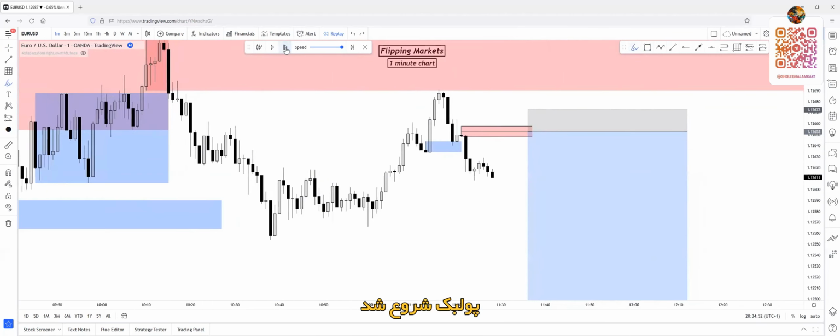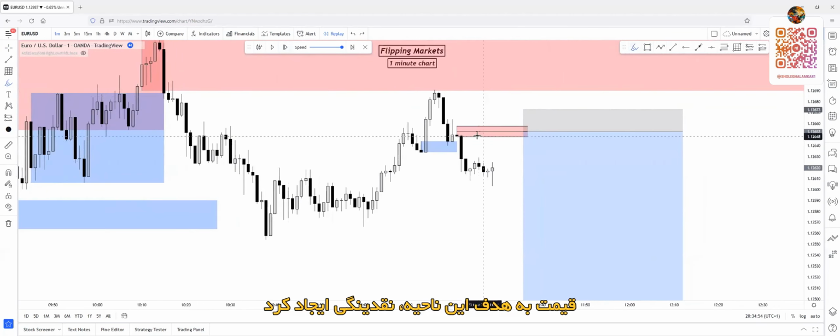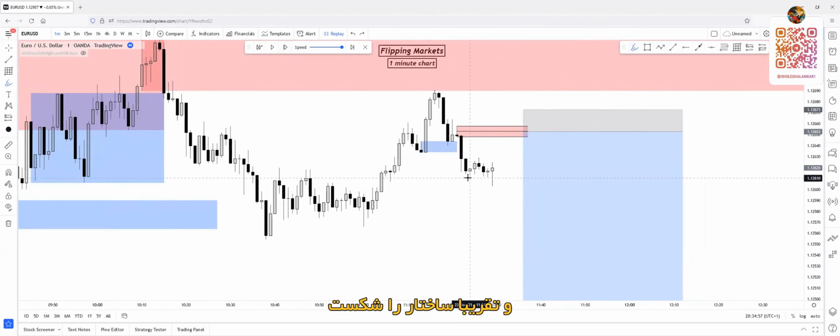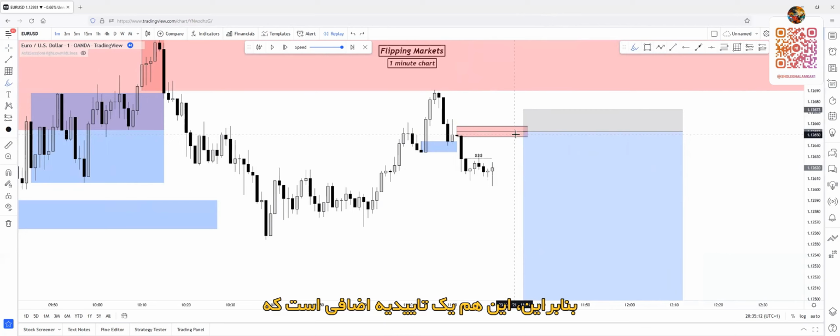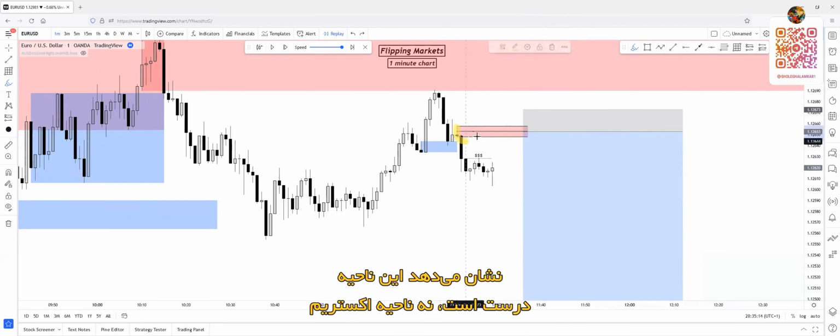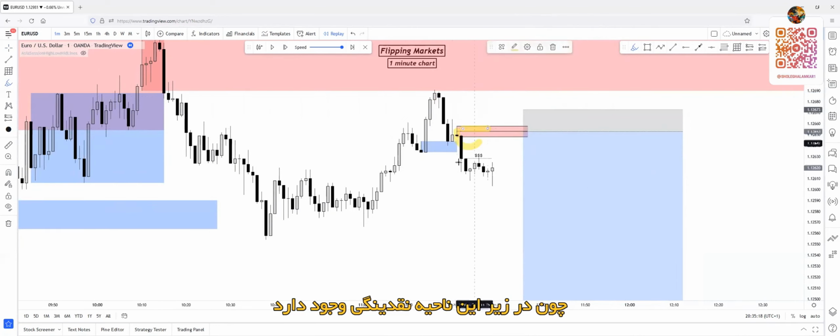A pullback started. Price created liquidity just for this zone and almost broke structure, but it didn't break structure because this is just a weak break, not a body break. So as you can see, we have a liquidity here. A really, really good liquidity line just for this zone, right? So this is one more confirmation that this zone will be the right zone and not the extreme one, because this zone has liquidity just below it.